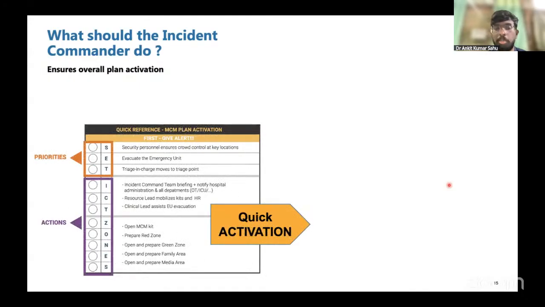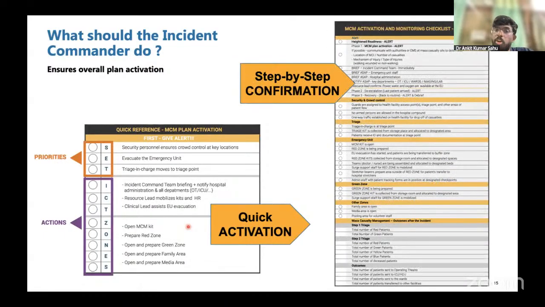Now, this is the quick activation plan, and this is a checklist which we will share with you. We may have discussed this in our earlier lectures, like the security set and ICT zones. These are all the checklists being used for quick activation. Step-by-step confirmation of the activation is needed, and there is a checklist for that, which we'll share with you from the WHO Academy.